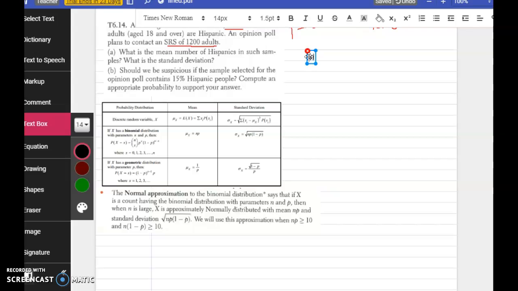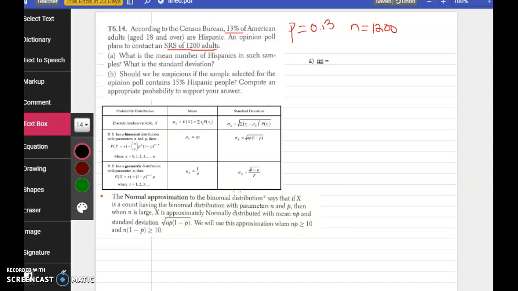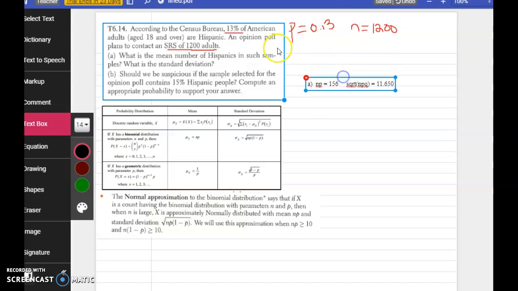In this one, the mean of a binomial, the formula on your formula sheet, is N times P. So NP here is 0.13 times 1,200, and that gives you 156. And then the standard deviation is the square root of NPQ, and if you do that, I believe, according to my answer key, you get 11.650. So that's the mean and standard deviation, and I'm ahead of myself, sorry.